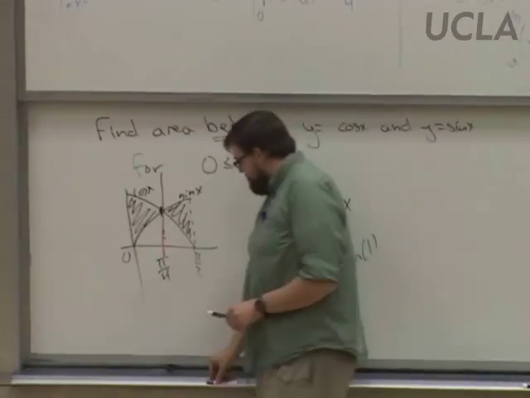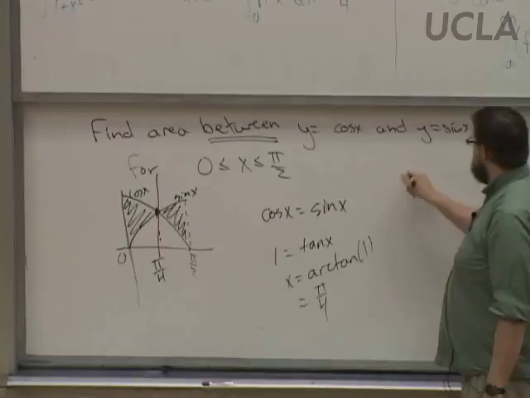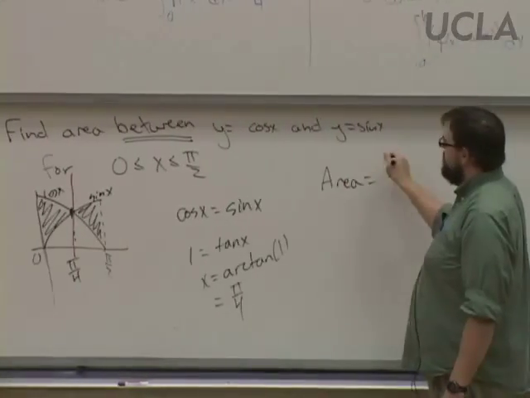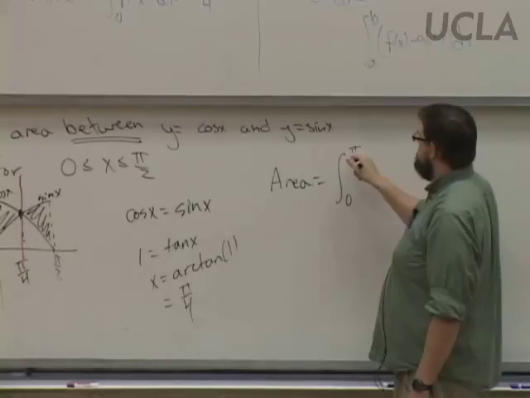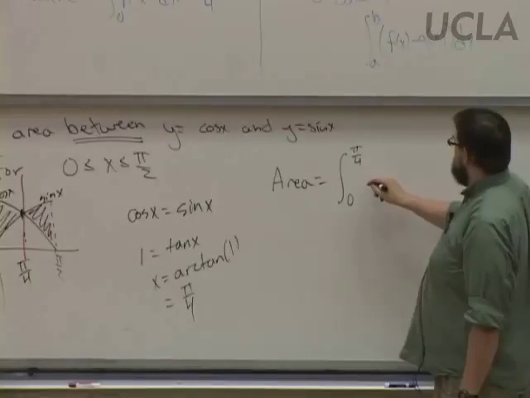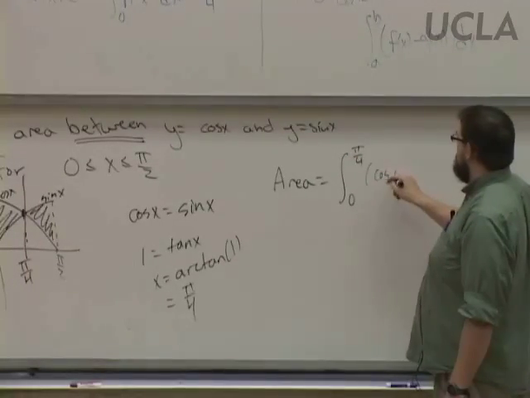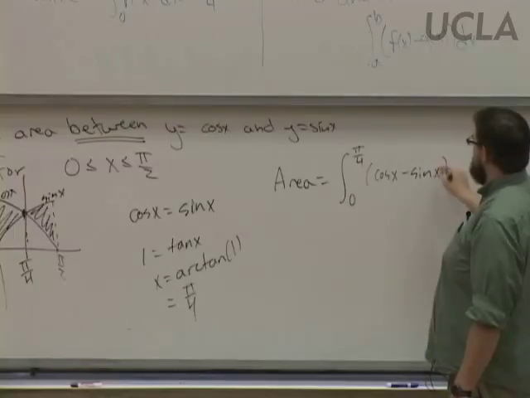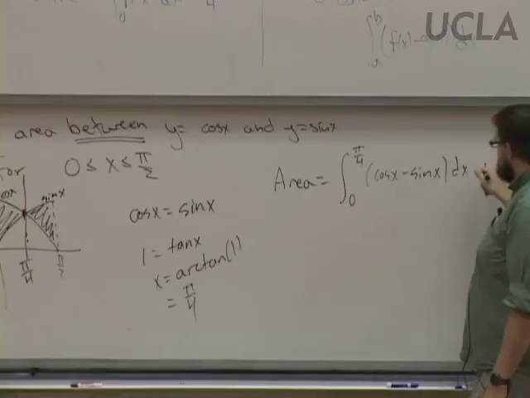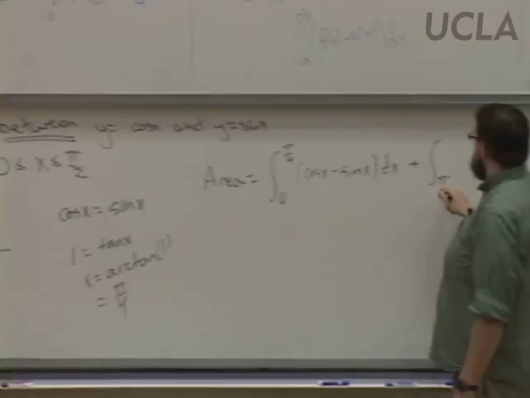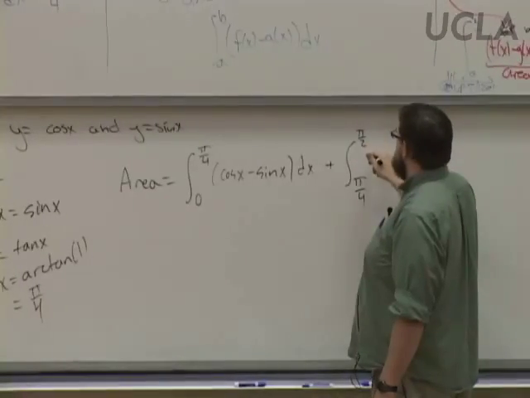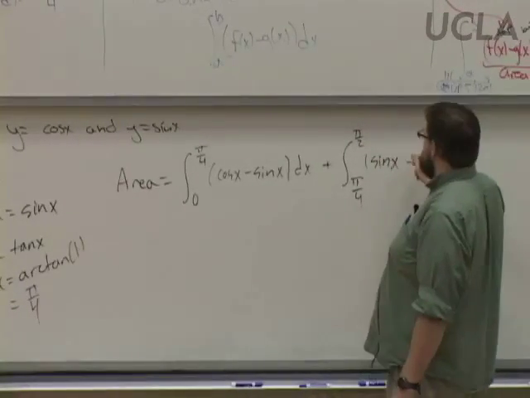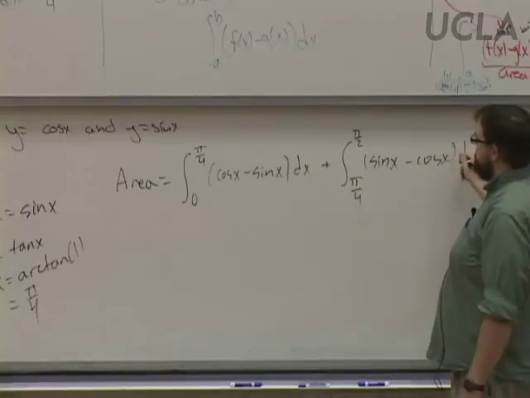Okay. So what do we do? Well, simply now our area will be the integral from 0 up to pi fourths of the top, cosine, minus the bottom, sine, plus the integral from pi fourths to pi halves, the top, which is now sine, minus the bottom, which is now the cosine.